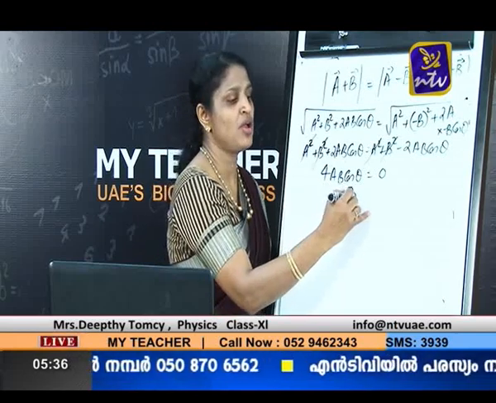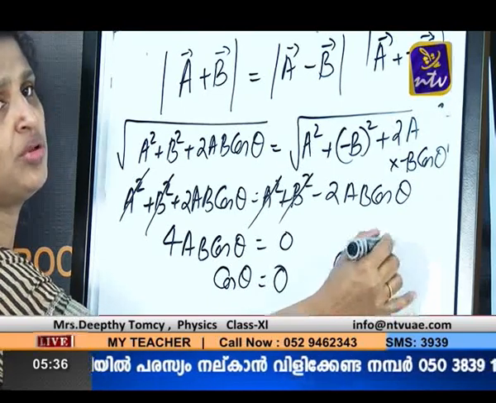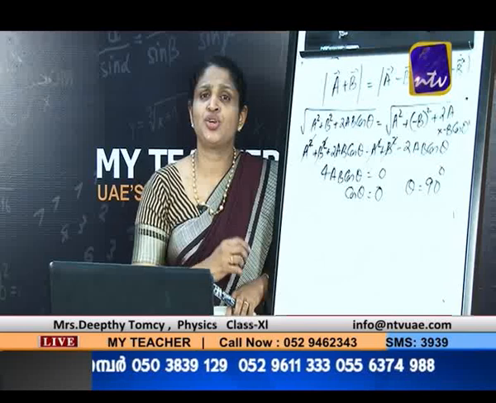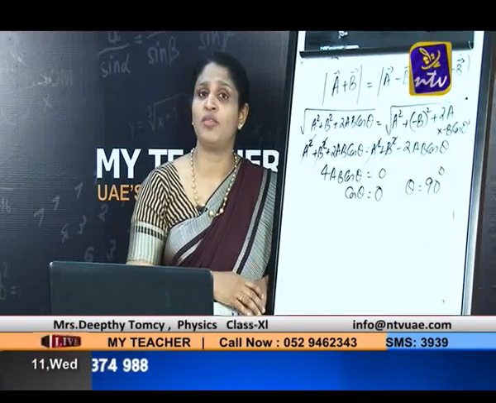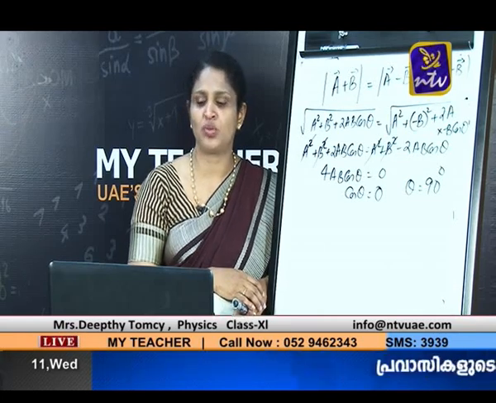Then we have cos theta is equal to 0, and when does cos theta become equal to 0? When theta is equal to 90 degree. Thus it shows that the magnitude of a plus b and a minus b can be equal only and only if the angle between them is equal to 90 degree. Now we will go to the next question.